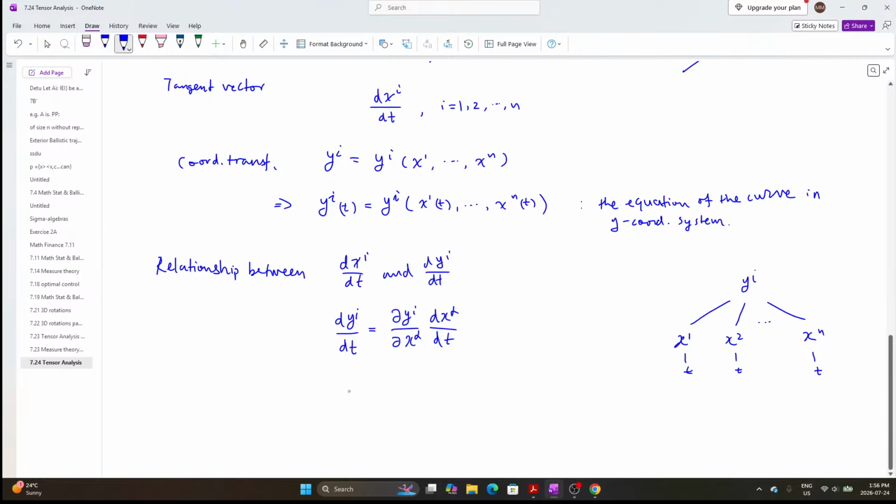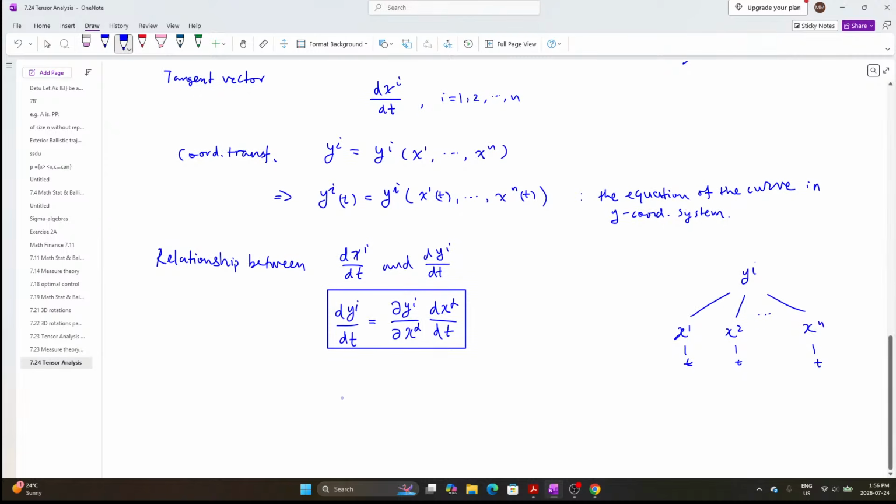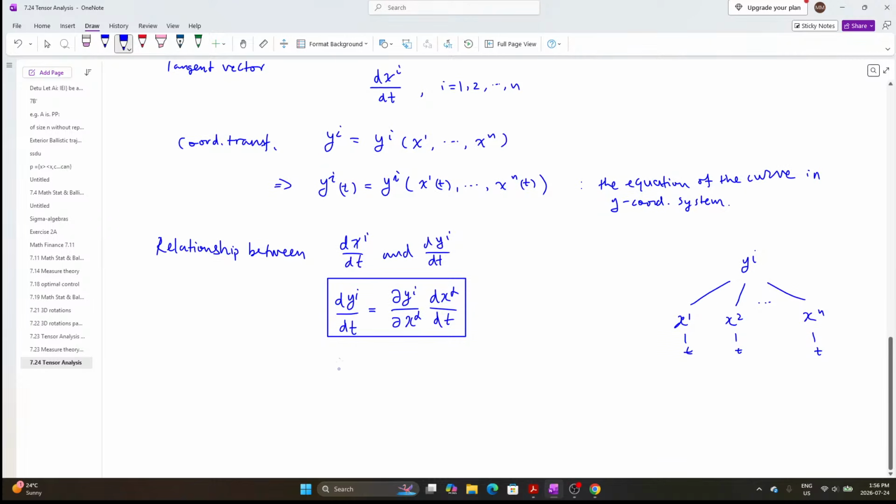That's the chain rule. And what would be the inverse transformation? Now, this is important, by the way, because this tells us how the tangent vector transforms. What's the inverse transform? Well, let's try to derive that. The inverse transform is stated as follows. It's not proven in the main text, but we can easily derive that, I believe.